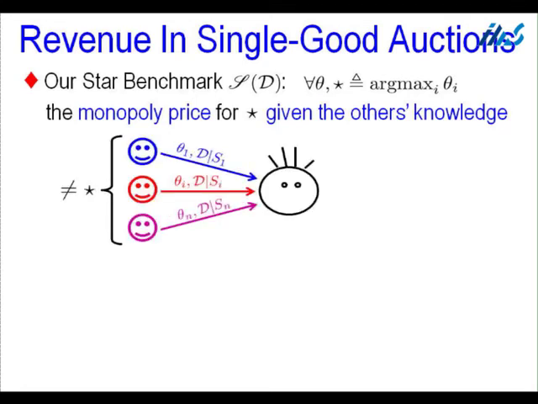Pictorially, say the designer has the identity of the star player, and he will gather the information from all the other players about their valuations and their knowledge. Then the designer will put all this information together, and he can calculate a conditional distribution about the star player's valuation. Then from this distribution, he will compute the monopoly price that will maximize his expected revenue. So we'll offer this price to the star player, take it or leave it. And by doing so, he will maximize the product between this price and the probability that the star player accepts this offer. And the star benchmark will take expectation over theta.